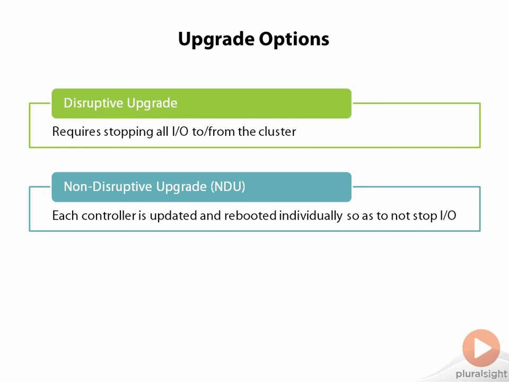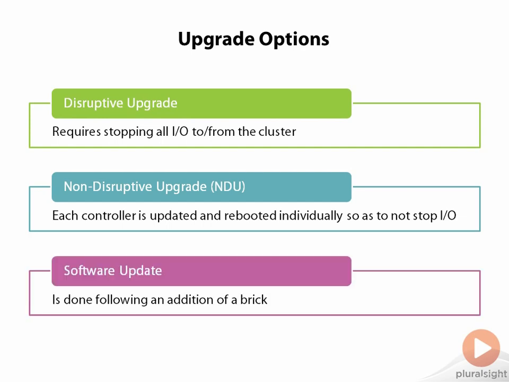This is probably the one you'll do most often. Each controller is updated and rebooted individually so as not to stop I/O. The idea is that we have active controllers. We upgrade controller number 1 while it's offline, and controller 2 handles all I/O. When controller 1 comes up, it comes up with the new software version. We then flip over and start to upgrade the second controller, and controller 1 handles the I/O. This is the most common. And then we do a software update.